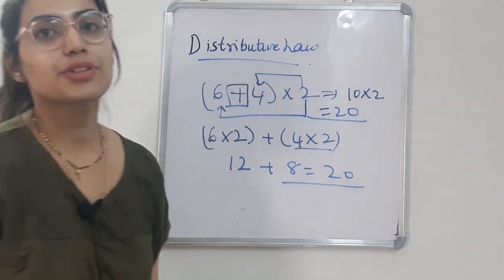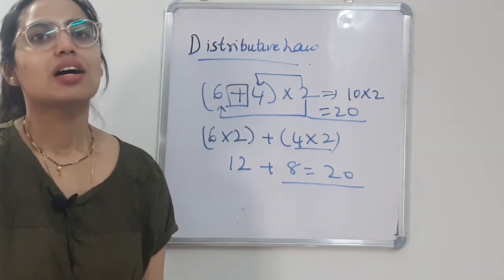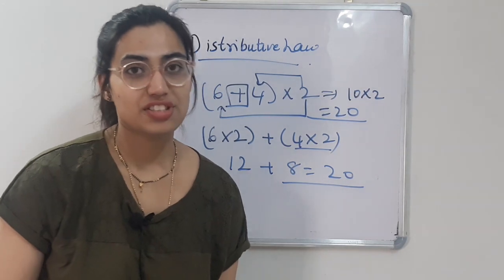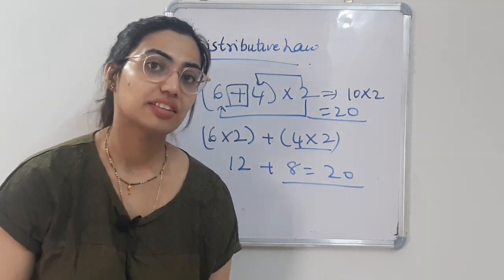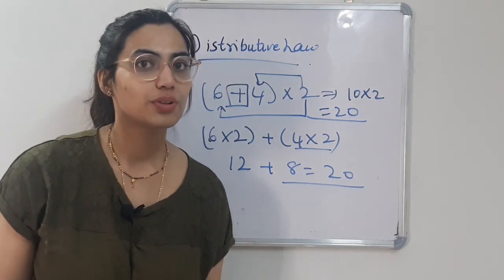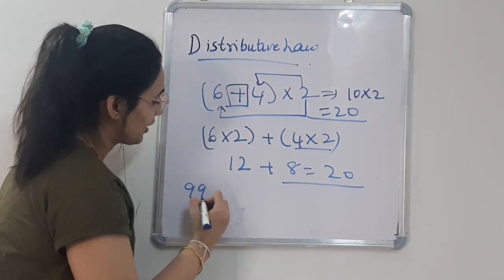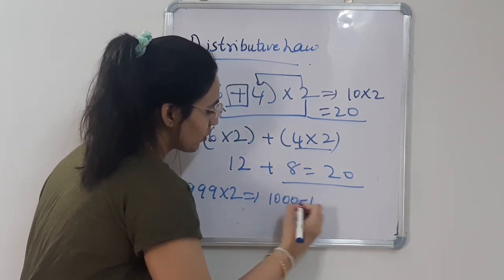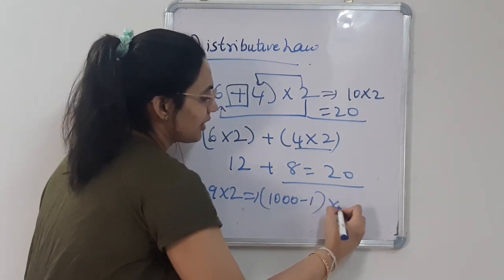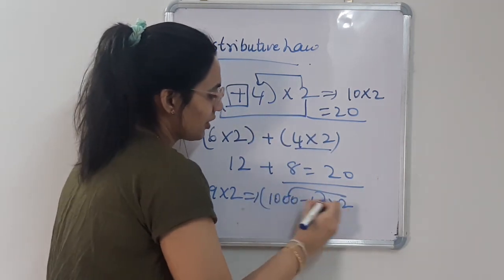You can use distributive law to multiply big numbers which are nearer to 1000, such as 9999, which is 1000 minus 1, into 2. So if you say I want 9999 into 2, then you can say 9999 can be written as 1000 minus 1 and then into 2. Apply distributive law here.